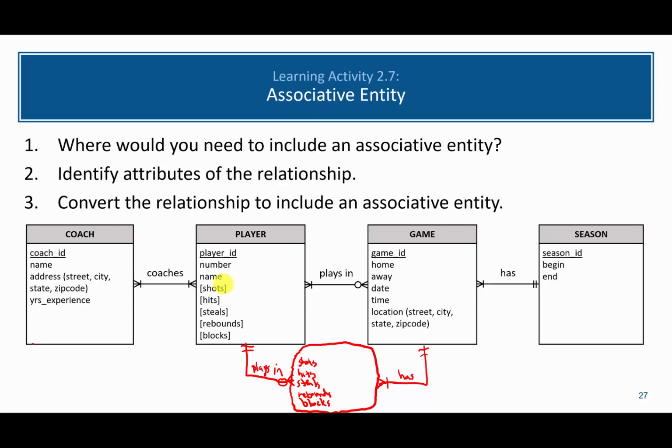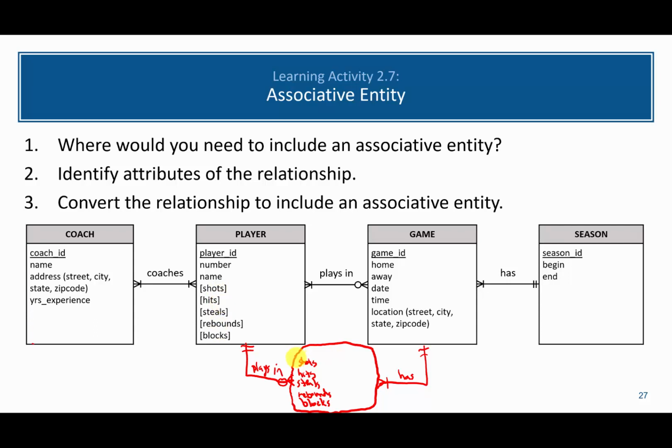Now notice that in our player table we had these as derived attributes. So the actual instance of where these occur are in each game that that player plays in. So we're going to record each one of these statistics, and then from that we can have a query that will calculate all these as they pertain to a particular player, so we know the total shots, total hits, total steals, total rebounds, and total blocks for that specific player.